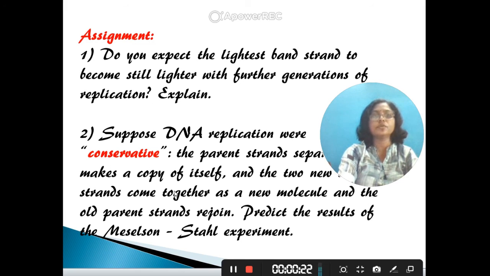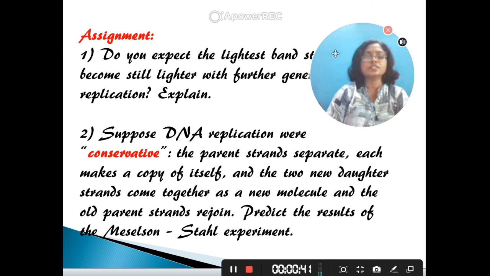Here is an assignment for you. Question 1: do you expect the lightest band strand to become still lighter with further generations of replication? Please explain. The second assignment for you is: suppose the DNA replication were conservative, the parent strands separate, each makes a copy of itself, and the two new daughter strands come together as a new molecule and the old strands rejoin. Predict the results of Meselson and Stahl's experiment.